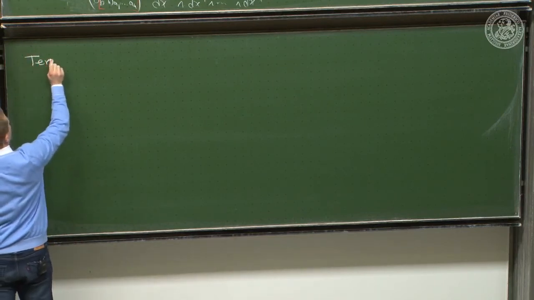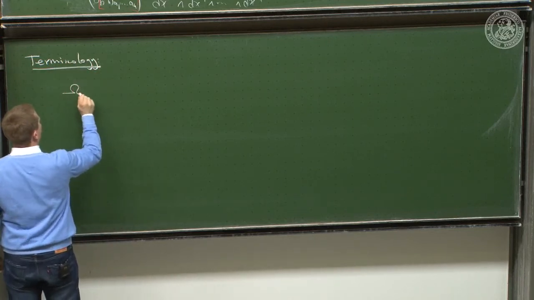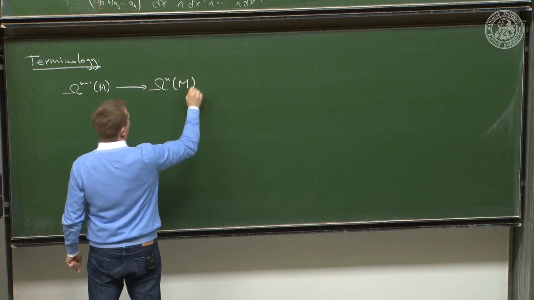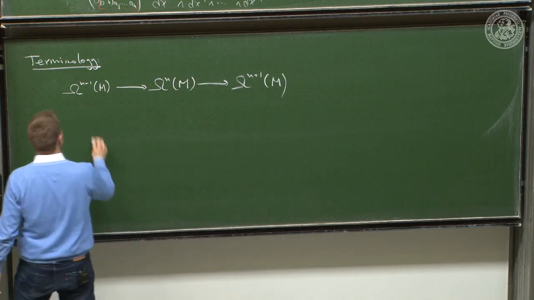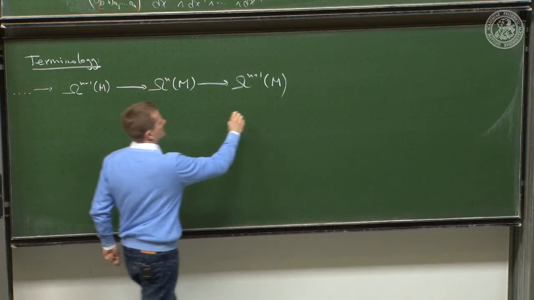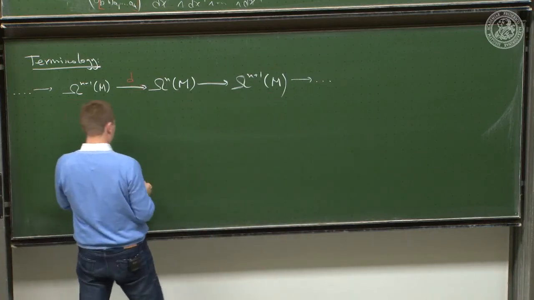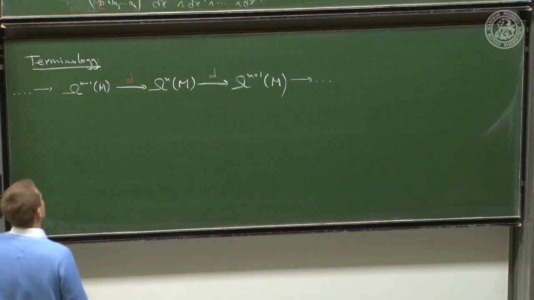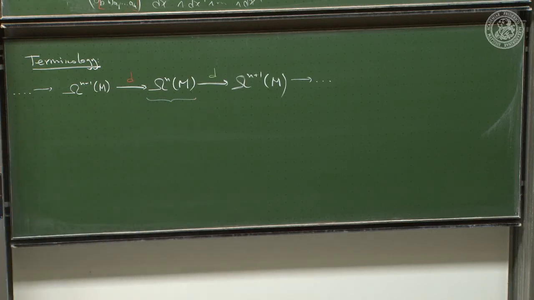Well, it's just terminology. So we look at omega n minus 1 of m, we go to omega n of m, we go to omega n plus 1 of m. So we look at these three spaces as parts of this sequence, and we have the red D here and the green D here. Okay? Now we want to subclassify forms in this space.